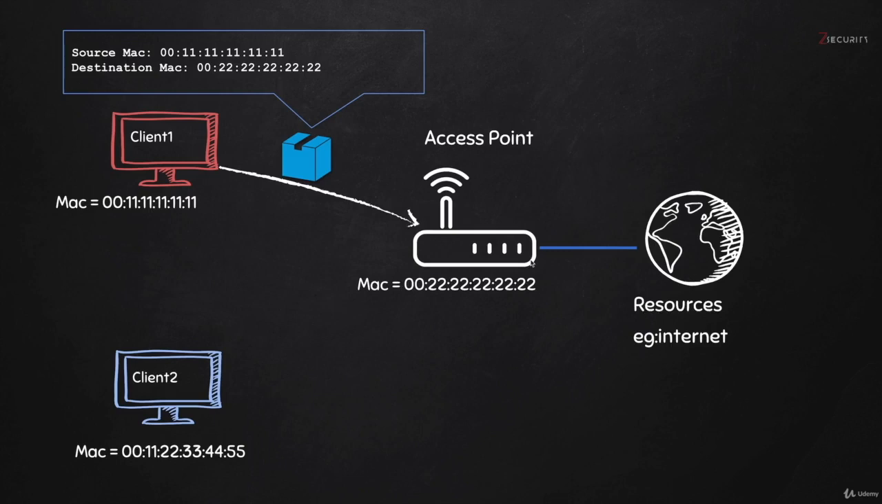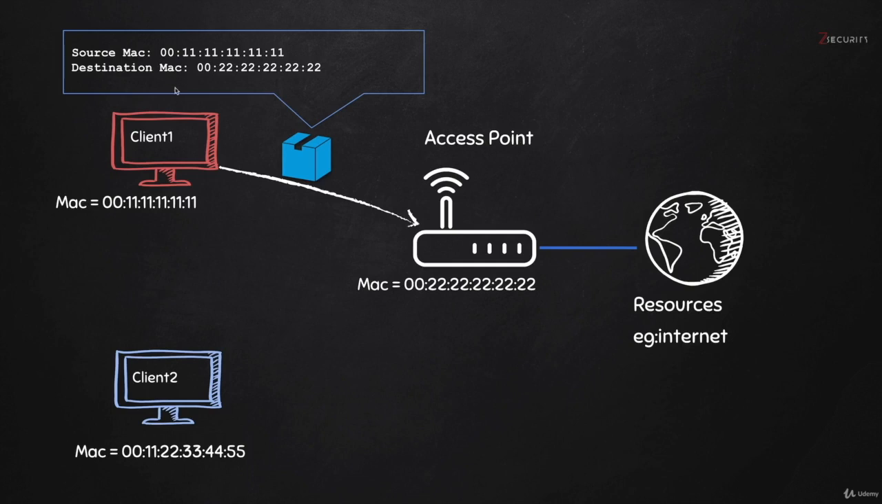But if you remember, I said in wireless networks, if you're within range, then you'll be able to capture all of this communication because these packets are literally sent in the air. So we can just capture them even if they do not have our MAC address as the destination MAC.